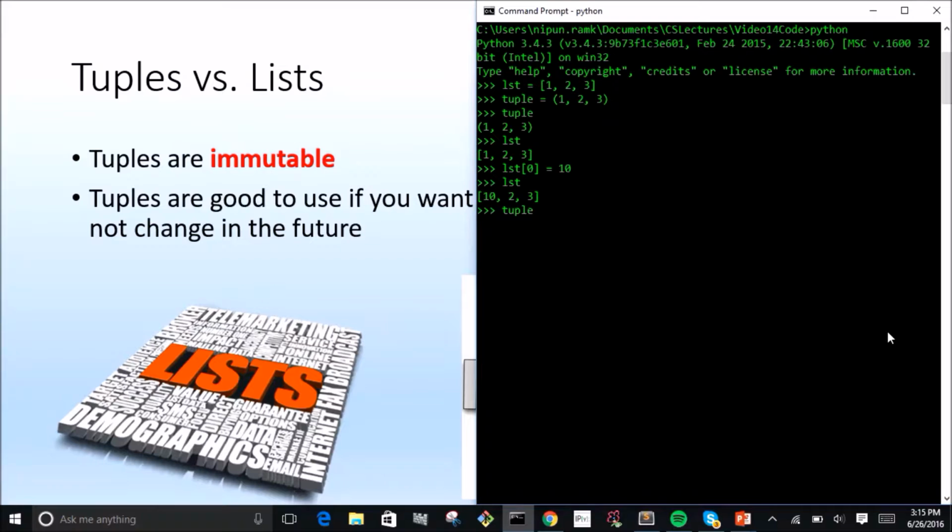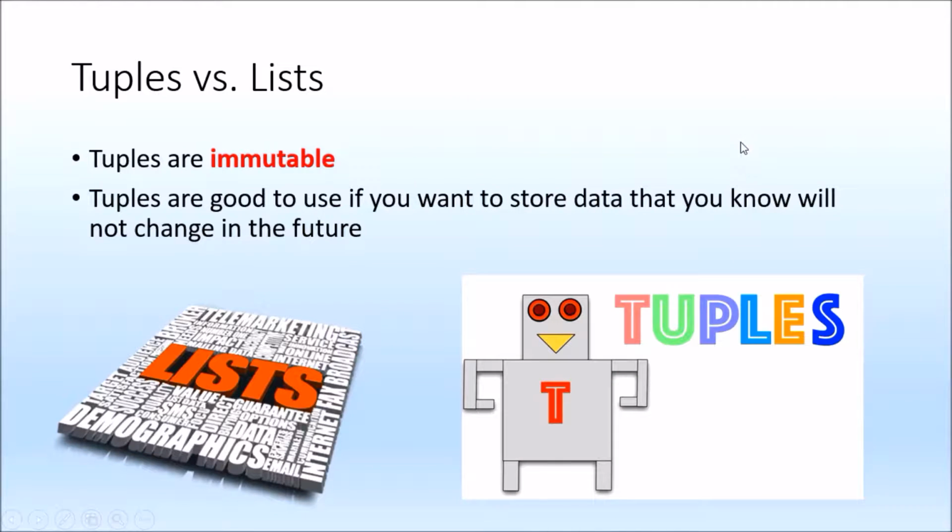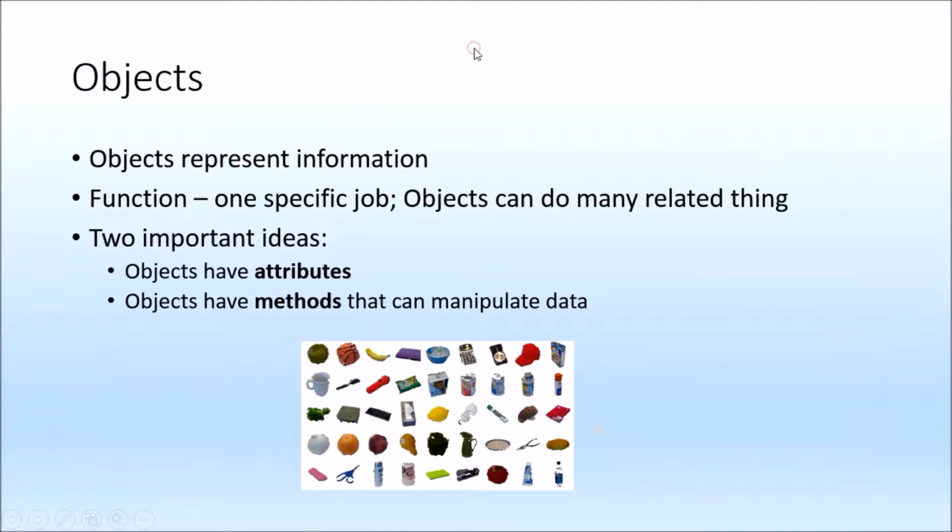Now let's see what happens if we try to do the same with the tuple. We get an error: the tuple object does not support item assignment. So what this means is that once you've created this tuple, you cannot change it in any way. So tuples are very, very good, again, if you don't want to change things in the future. That's the fundamental difference between a tuple and a list. They're still sequences, but one is immutable and one is mutable.